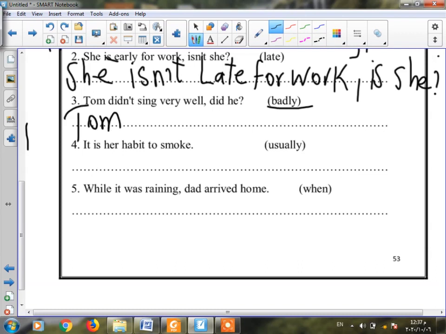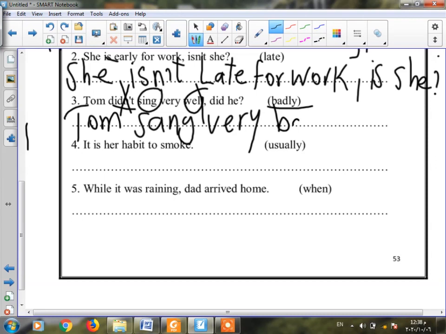And I'm going to cross didn't. Why? In order to keep my meaning the same. And didn't gives you an indication that the sentence is in the past form, so sing will be in the past form, it will be sang. Okay, very. Cross well and change it into badly. And let's do a question form now. It will be didn't what? Didn't he?